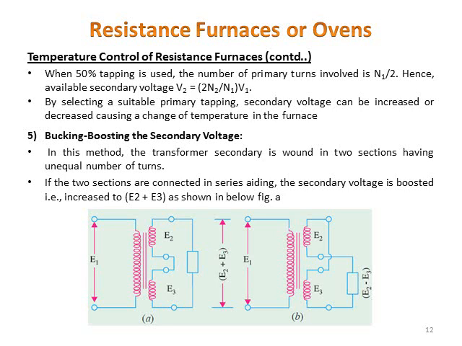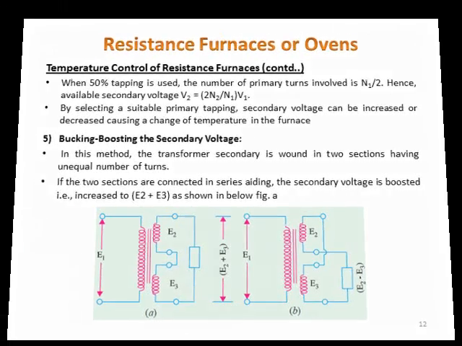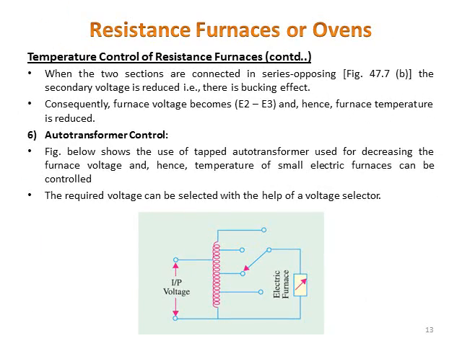So this is the combination. Here, if we see, the secondary voltage is E2 plus E3. But when they are connected in anti-parallel, the secondary will be E2 minus E3. When the two sections are connected in series opposing, the secondary voltage is reduced. There is a bucking effect. Consequently, the furnace voltage becomes E2 minus E3, hence the furnace temperature is reduced.